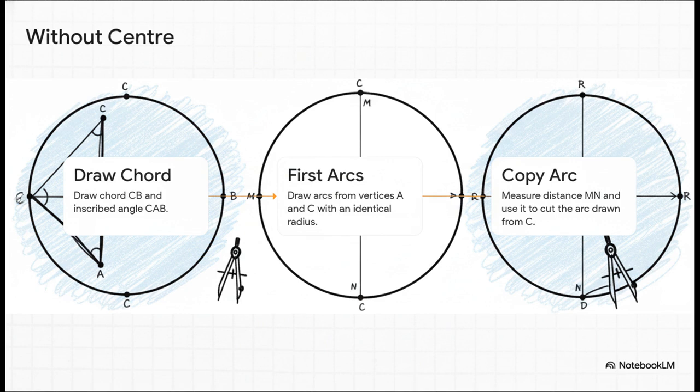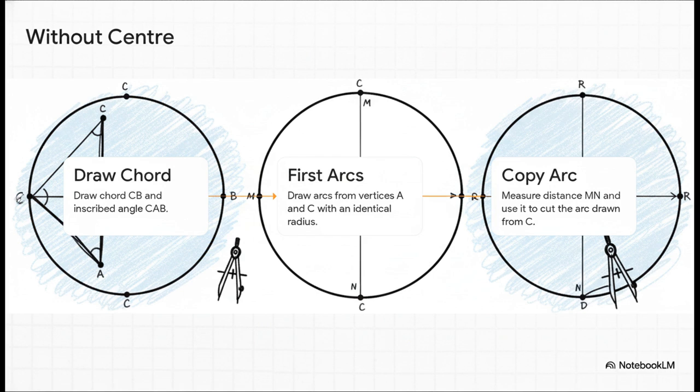Take any convenient radius and draw an arc that intersects both sides of angle BAC, naming those intersection points M and N. Step 4, without changing that compass radius, move the needle to point C and draw a large arc that intersects chord CB at a point we will call R.